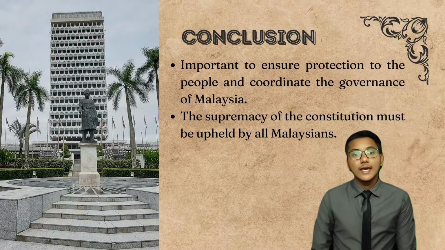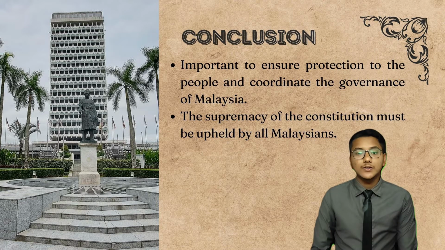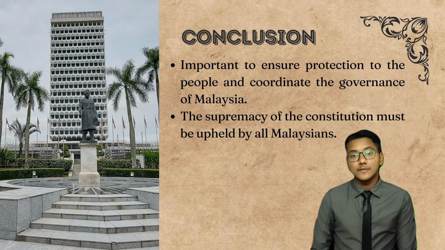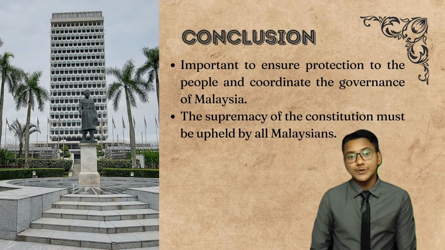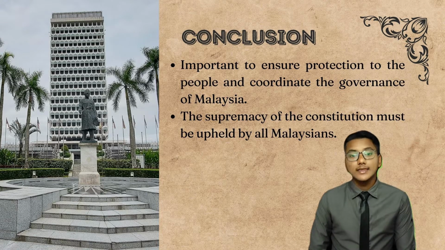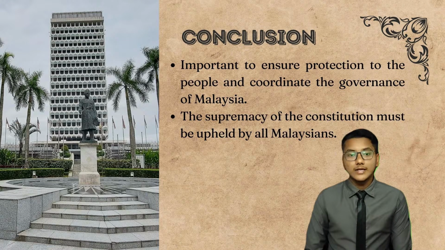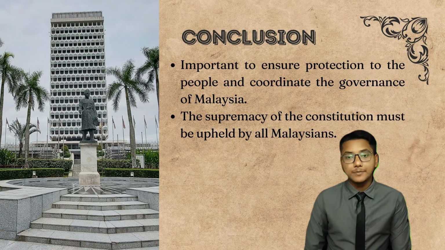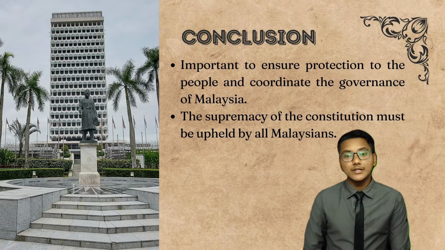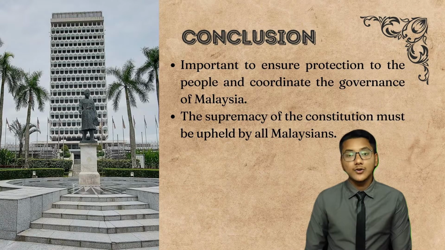Conclusion. It can be concluded that the Federal Constitution, which contains 183 articles, is the highest law in Malaysia and is very important to ensure protection to the people and coordinate the governance of Malaysia. Therefore, the supremacy of the Constitution must be upheld by all Malaysians in order to maintain peace and stability in Malaysia on an ongoing basis.